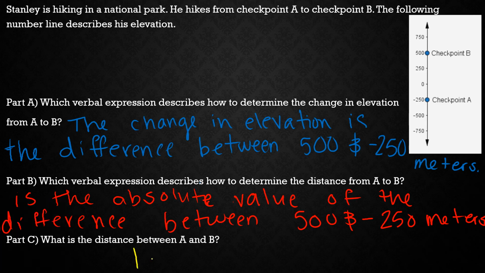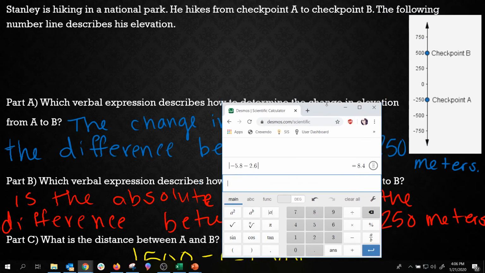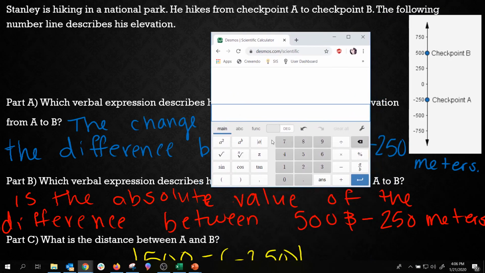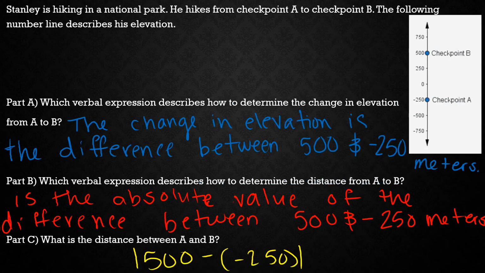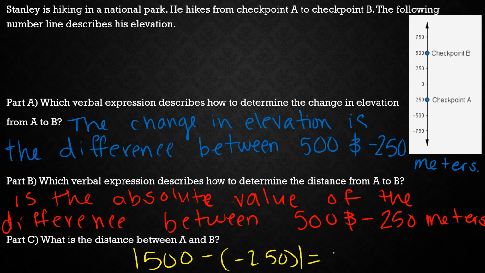So that's me taking my absolute value of 500 minus negative 250. And again, type that into your calculator. I'm going to shrink this a little bit now. So this symbol here is absolute value, 500 minus negative 250. It's going to give me a positive 750. So the distance between those 2 points is 750 meters. This is part C.